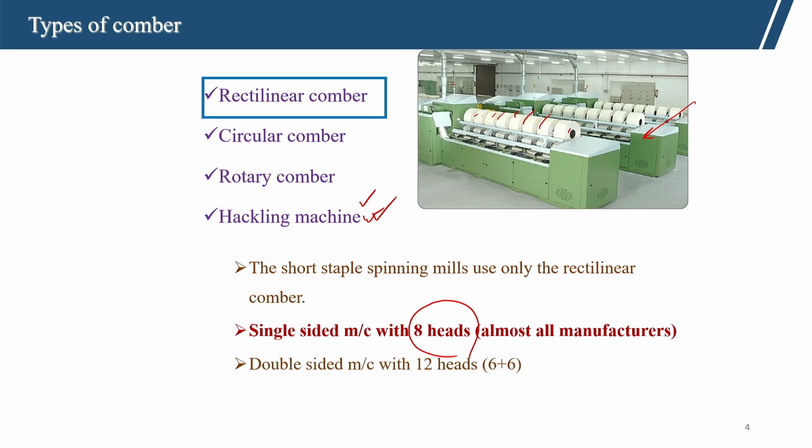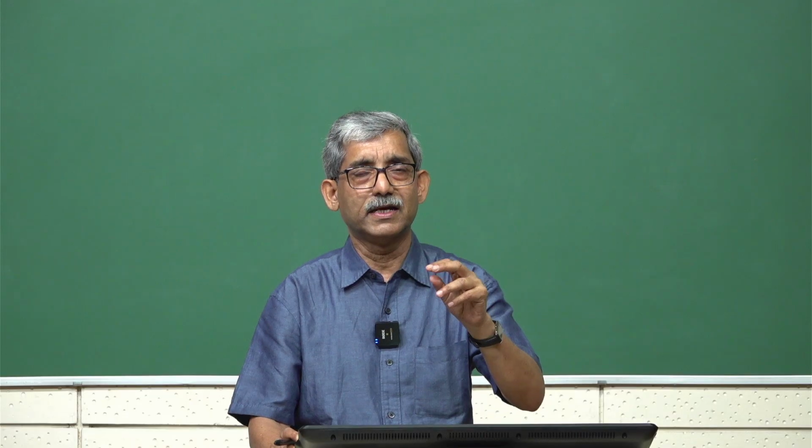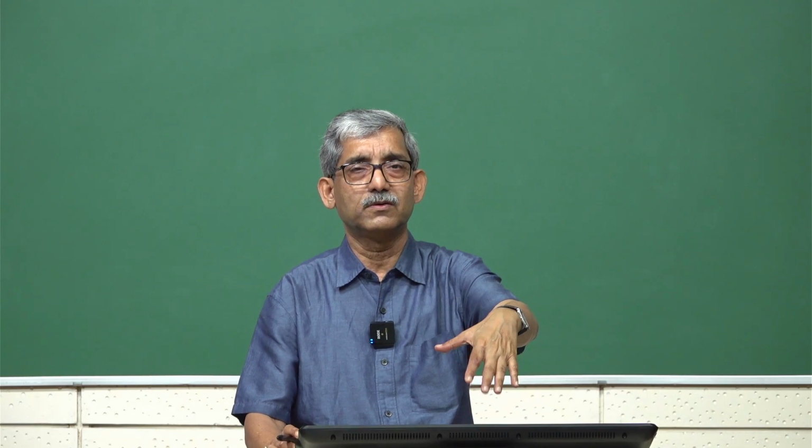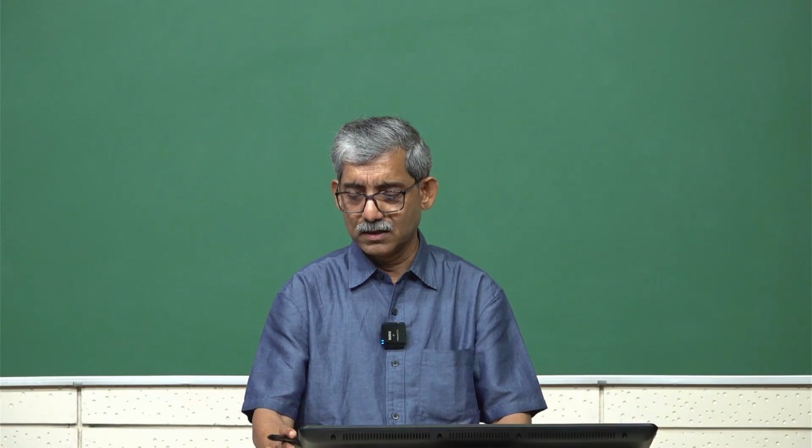Double sided machines are also used. It was initially tried to have a double delivery machine, with 6 heads on each side, but it is not that popular due to the problem of maintenance. In case of any breakage, the main working head comes into the center. So, that is the problem.